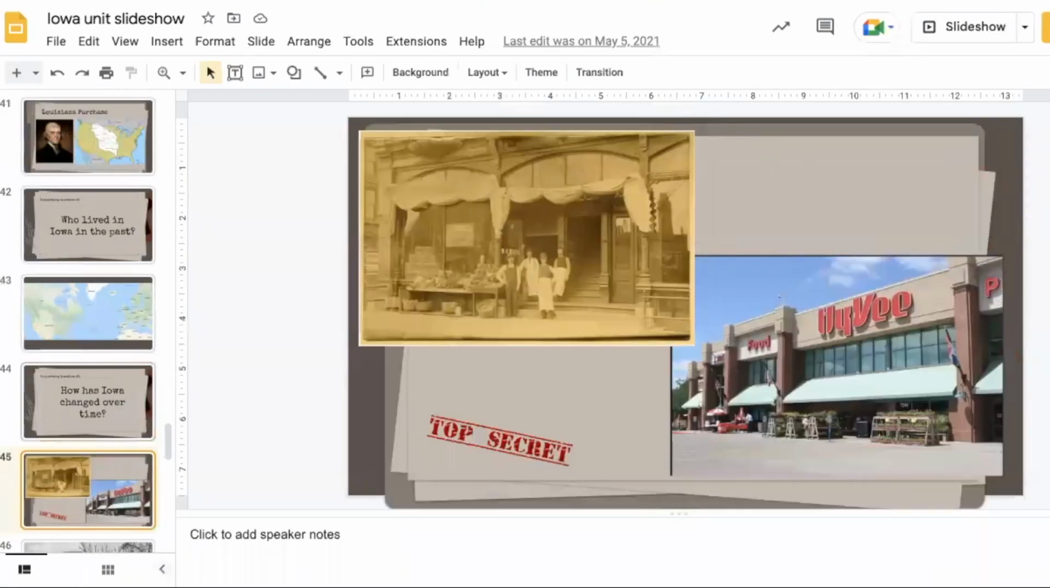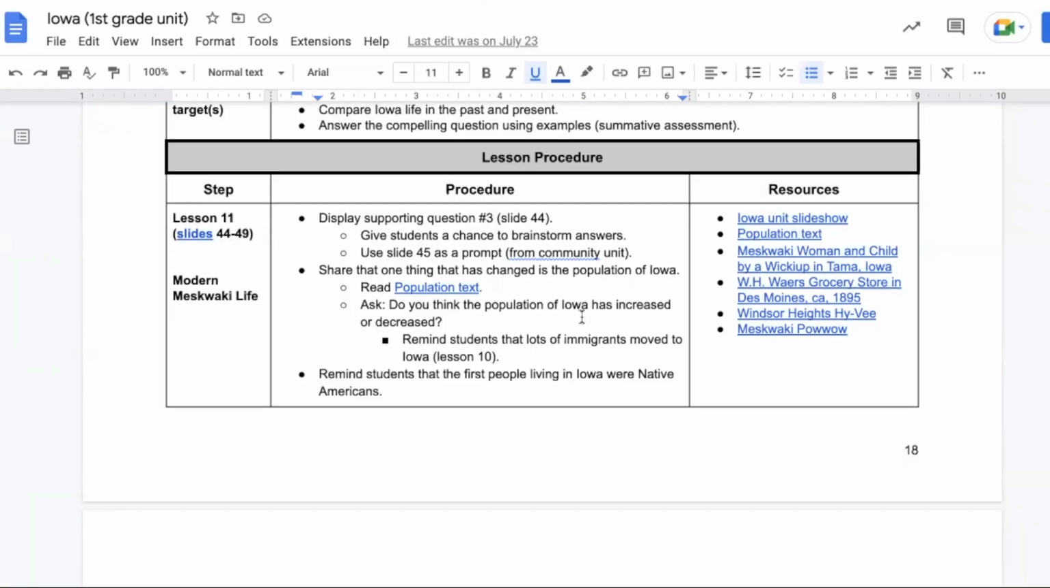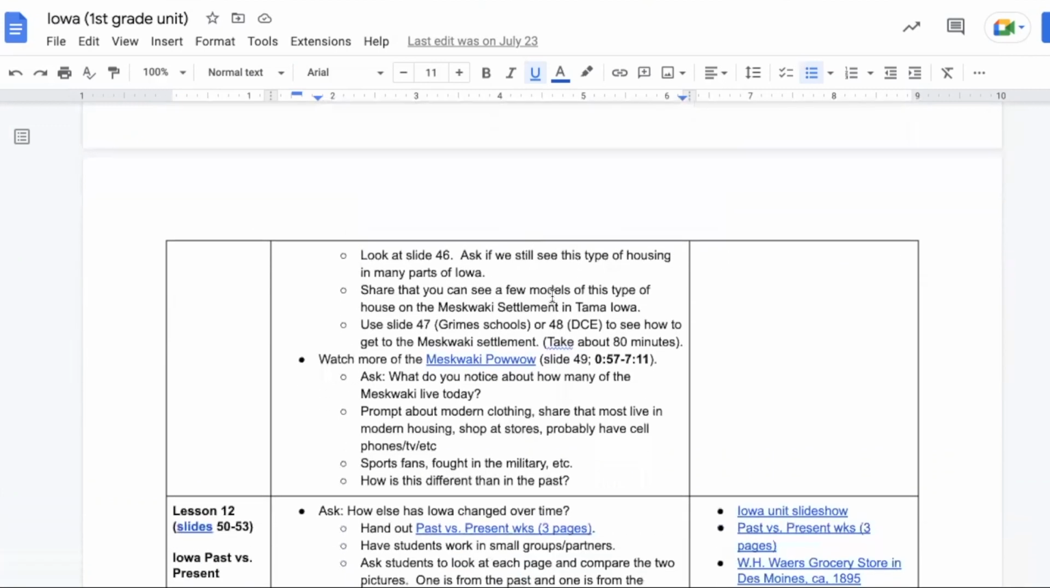We can use these 2 pictures to help think about how Iowa has changed over time. These are the 2 pictures that were used in the community unit of the 2 different grocery stores. We can talk about how population changed in Iowa. There's a text that supports that. And then we start moving into some aspects of Meskwaki life where we're looking at the wiki-up picture and then comparing to some of the more modern aspects that are found in the Meskwaki settlement in Tama.